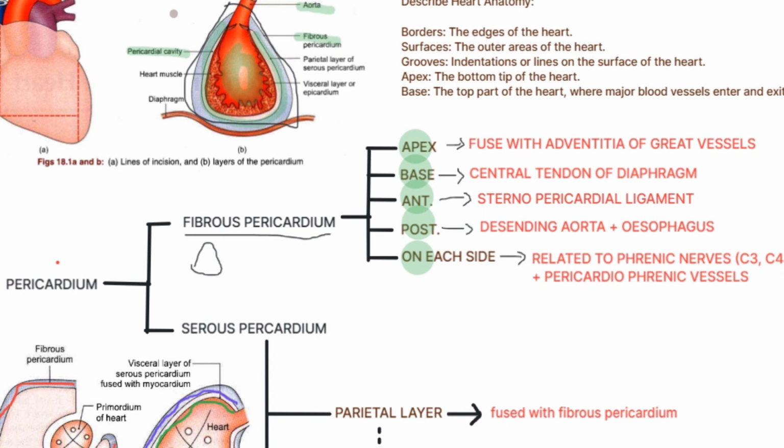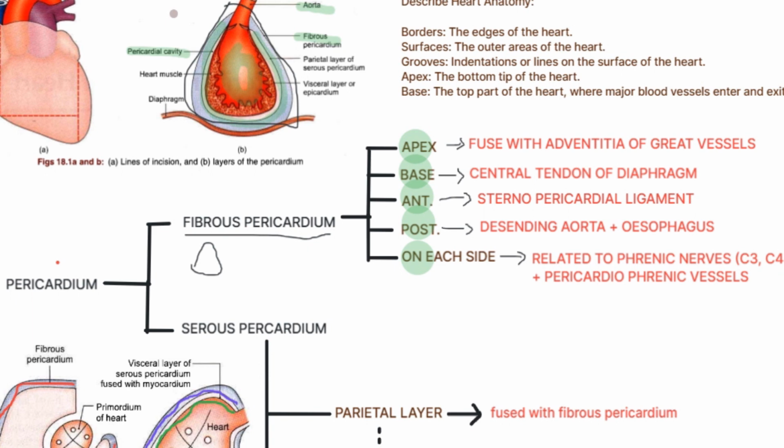So it is connected to the upper and lower end of body of the sternum by weak superior and inferior sternopericardial ligaments. Then on the back side or the posterior side, you will find a descending aorta and esophagus.